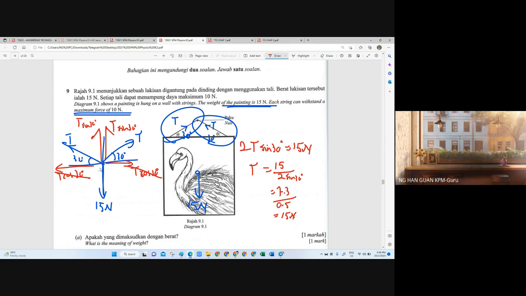Okay, but the maximum it can support is only 10 Newton. So you have a resultant force of 5 Newton. Each tension here is 15 Newton, but it can only support 10. So you have an additional resultant force of 5 Newton extra. So this 5 Newton is the one that causes the painting to drop. All right, so I see what the explanation given here is.